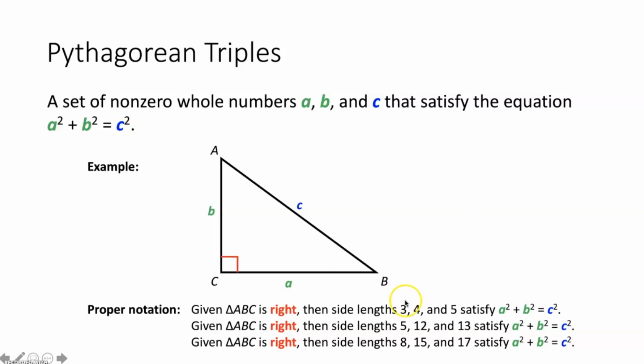So some examples would be 3, 4, and 5. 3, 4, and 5 are a Pythagorean triple because 3 squared plus 4 squared is equal to 5 squared, and they're all whole numbers. Same thing with 5, 12, and 13. These are all whole numbers, and they satisfy the equation because 5 squared plus 12 squared is equal to 13 squared. Same thing with 8, 15, and 17. 8 squared plus 15 squared is equal to 17 squared, and they're all whole numbers. Now, these are not the only Pythagorean triples. There are a lot more. These are just a few examples.